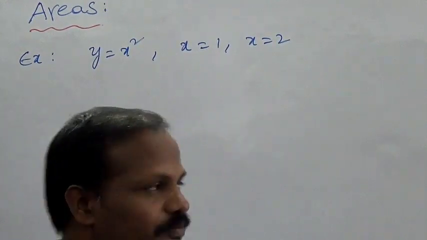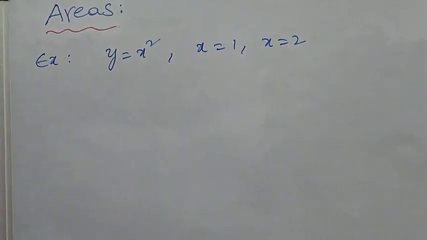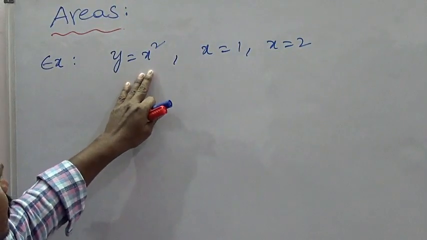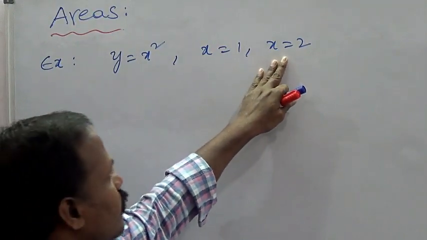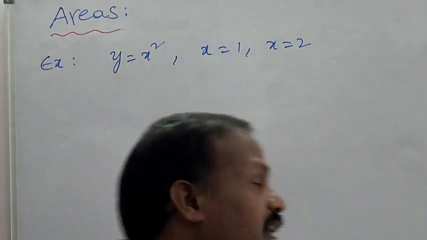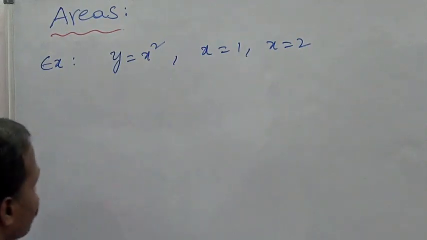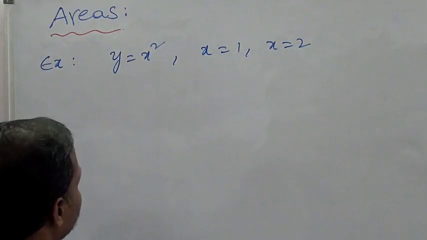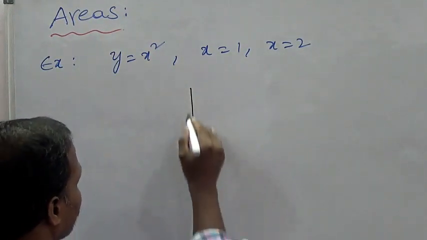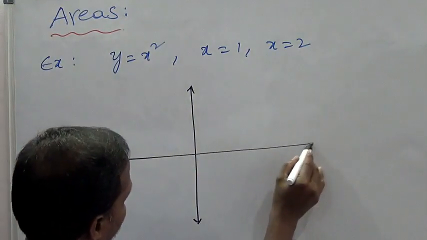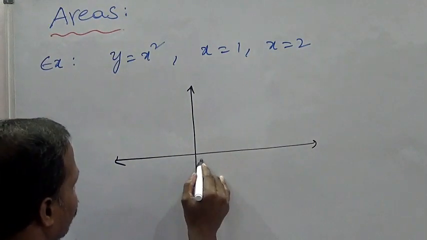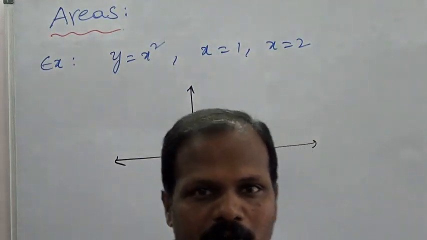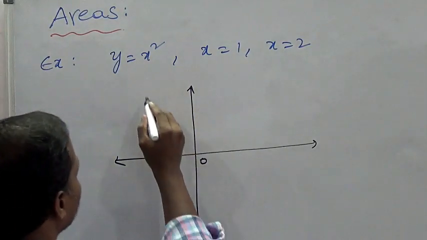Okay, so next problem. Find the area between y equal to x square, x equal to 1, x equal to 2 and the x axis. First we have to draw the graph. Y equal to x square is a parabola, an open upward parabola.